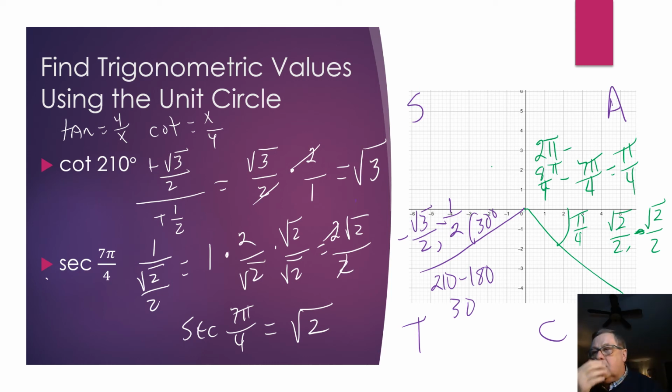Memorize those special angles, the cosine and sine values of those special angles on the unit circle. We find the reference angle. We use our all students take calculus as to whether they're positive or negative, and shazam, we can solve them. You too can do it. Just do it.